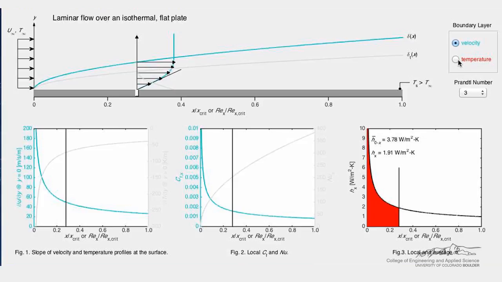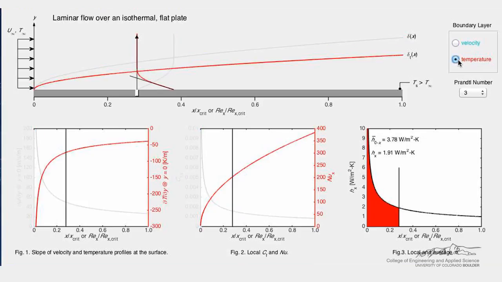With the temperature radio button selected, the temperature profile inside the thermal boundary layer is shown, and the thermal boundary layer thickness as a function of length along the plate is also shown. The slope of the temperature profile at the surface of the plate is indicated in the schematic and is plotted as a function of length along the plate in the lower left plot.